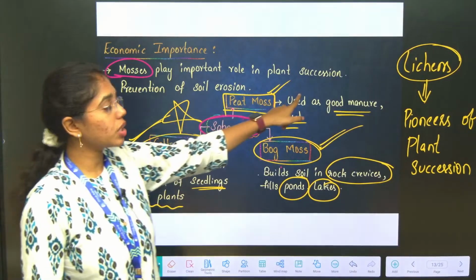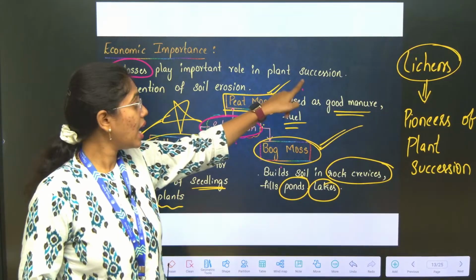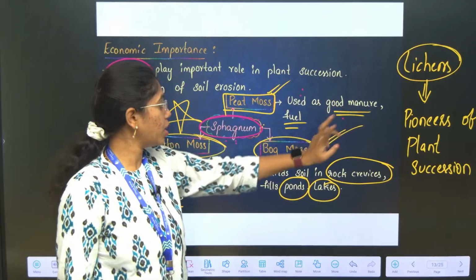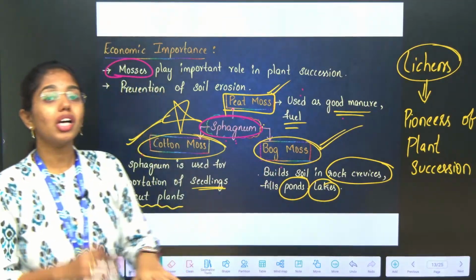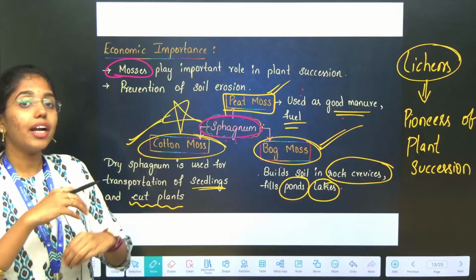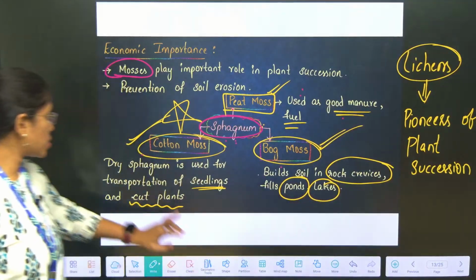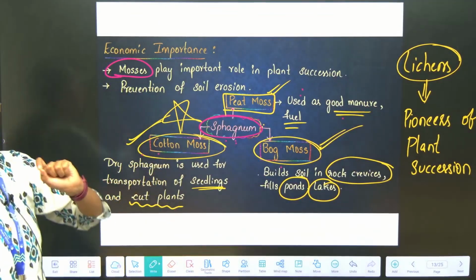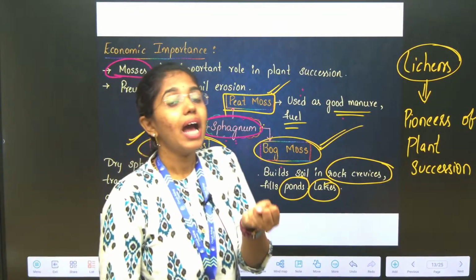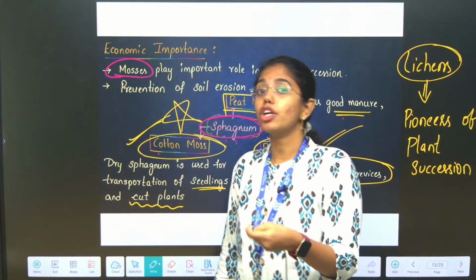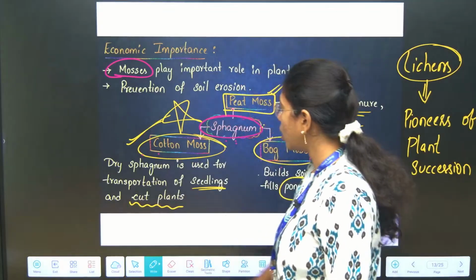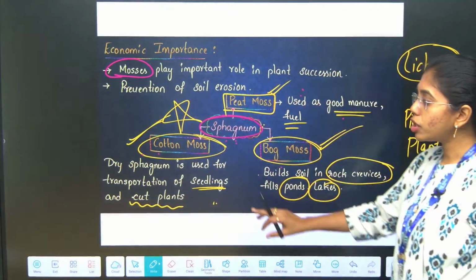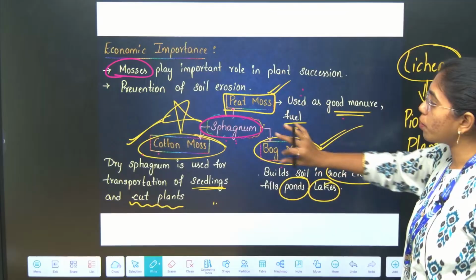Peat moss, because it can grow in marshy areas and it is used as good manure and fuel. Bog moss, because it will fill the rock crevices and it will fill the ponds and lakes. Cotton moss, because it absorbs water and it helps in the transshipment of commercially important plants. Okay, clear? You have understood why it is called peat moss, bog moss and cotton moss.